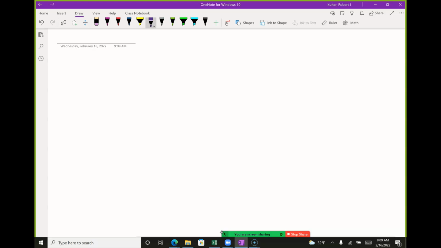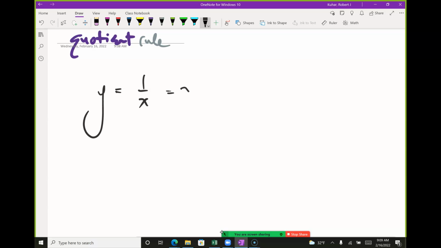All right, let's do some quotient rule. Let's start with something obvious and then see what happens with the quotient rule, right? So let's start with y equals 1 over x. It's a quotient, right? But this one we can do with a shortcut. We can do a power rule here. So what do I get for y prime? I get negative 1 times x to the negative 2. Oops, sorry, y prime is negative 1 over x squared, right?